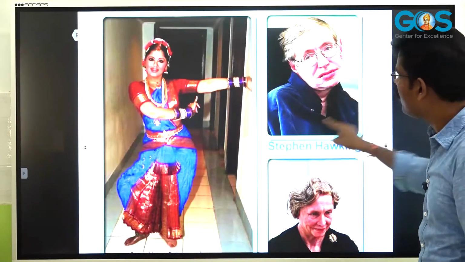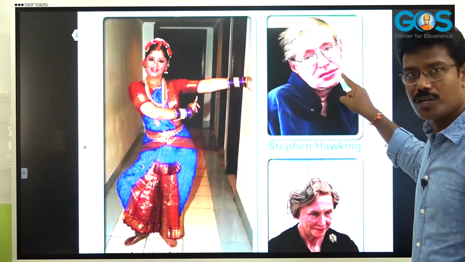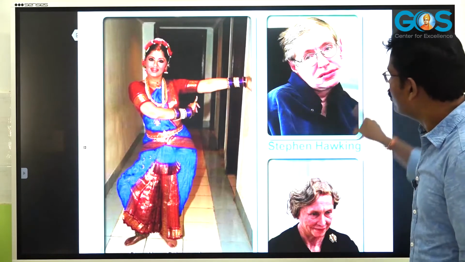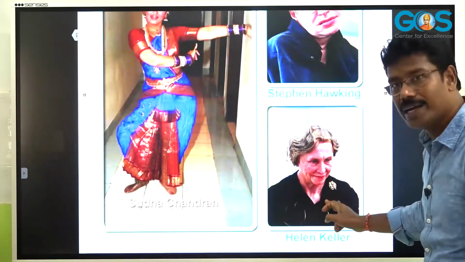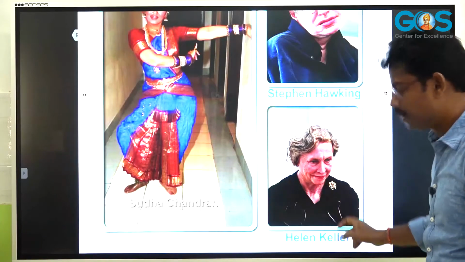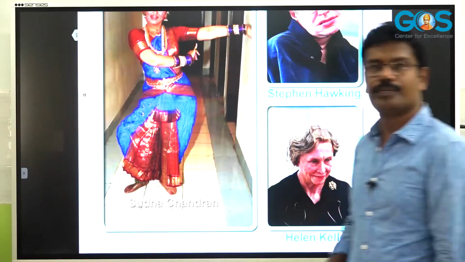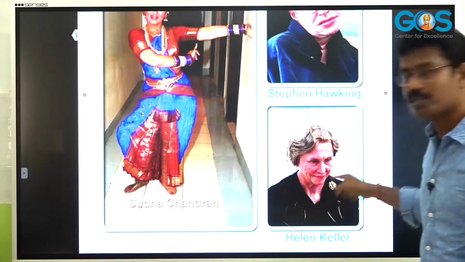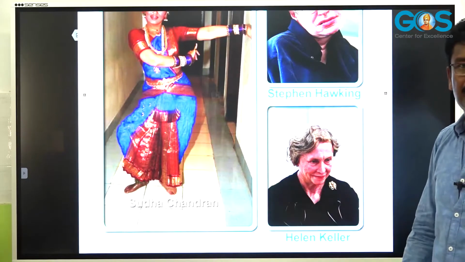Stephen Hawking. Look at the condition of this person. Amyotrophic lateral sclerosis. It's a kind of paralysis. He can't even use his muscles. And here, Helen Keller, she is completely blind. So all these pictures have been given in order to inspire us. All these three persons are great successful persons.